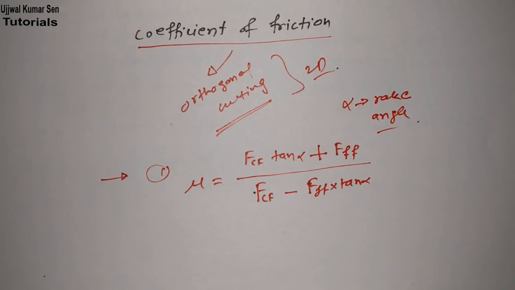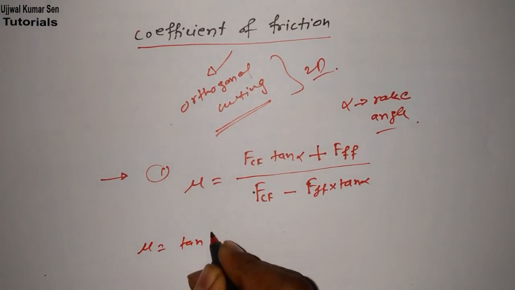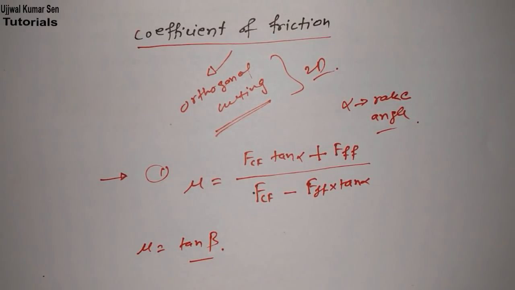You may be surprised to know that there is also another way to find the coefficient of friction. There is not just one or two ways, and I am going to share another way with you: mu is equal to tan beta, and this beta is known as the friction angle. So don't get confused here. If a 1 mark question comes, find the coefficient of friction if the friction angle is given, you can implement this formula to find the answer.